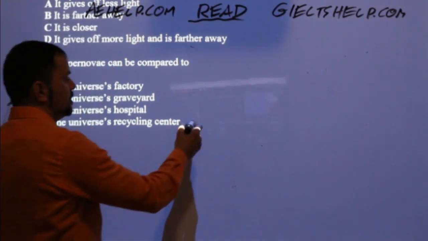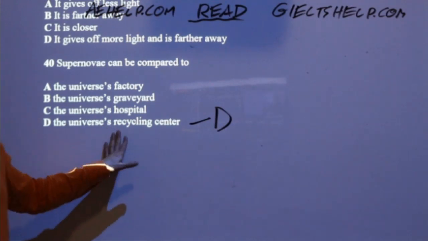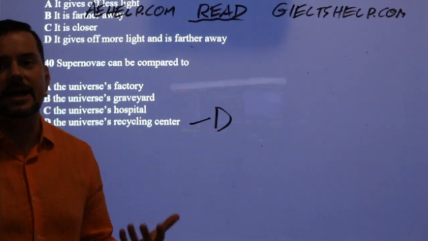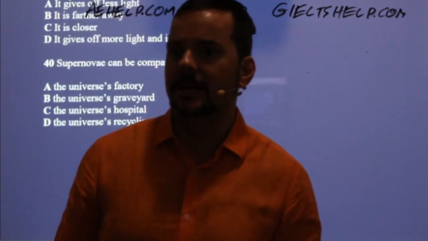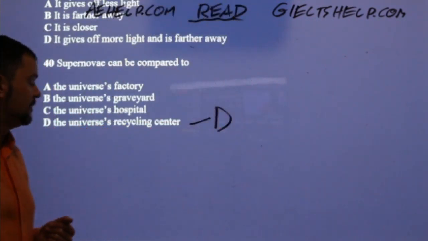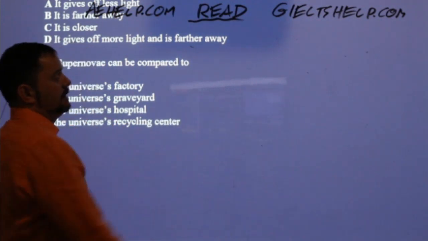The correct answer here is D. It's the recycling center, right? So supernovae happen again and again. Okay, again and again. It's D. Very good, D. All right, students, that's it for today.